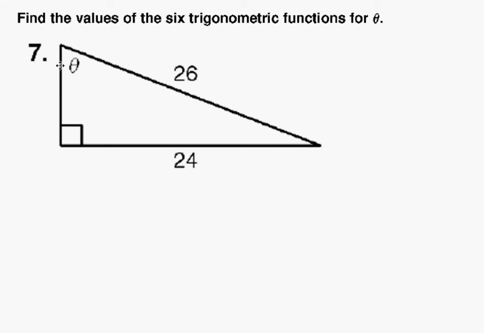Alright, for number 7, you're supposed to find the values of the 6 trig functions for theta. Well, our first problem is we don't know all 3 sides. So we have to find this missing side. We're going to call this x. Okay? So we are going to refer to the Pythagorean theorem in order to accomplish this.